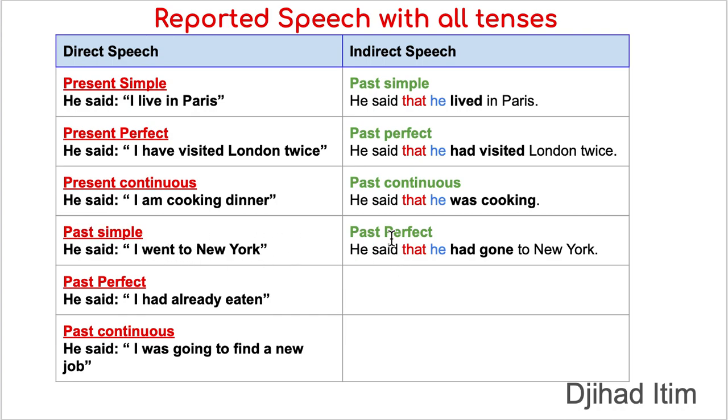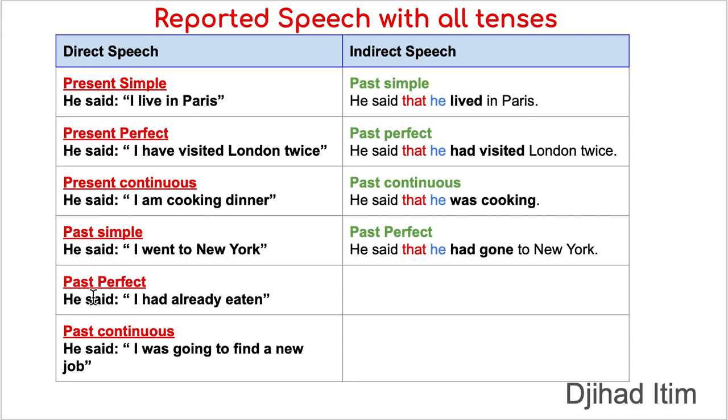Past perfect is had plus the past participle of the verb. So we have here had gone. The past participle of the verb to go is gone. So, he said that he had gone to New York. We omit the colon and the quotation marks, instead of I we say he, and from past simple went to past perfect had gone. Remember, the past perfect rule is had plus the past participle of the verb, any verb. Okay, so this is it.